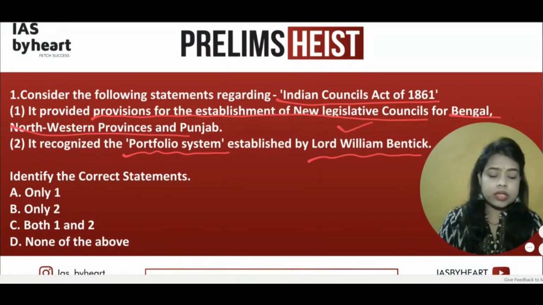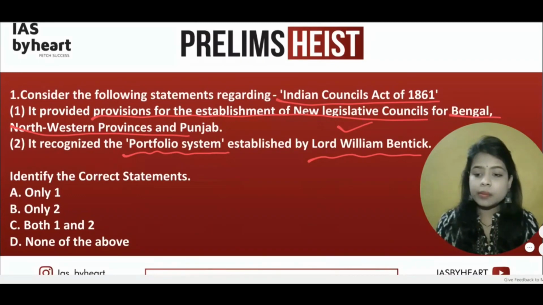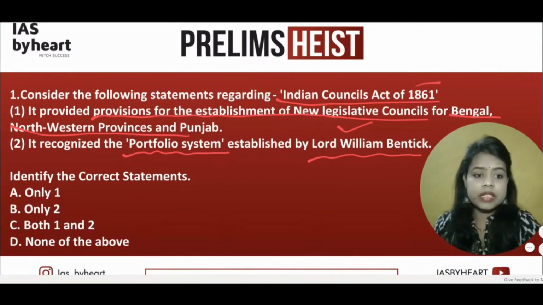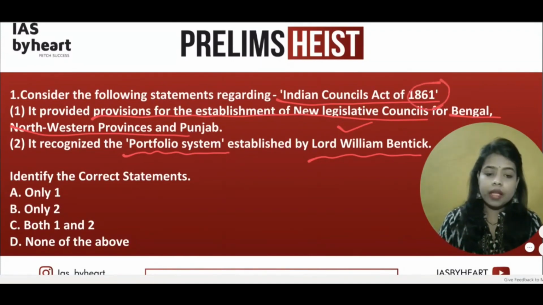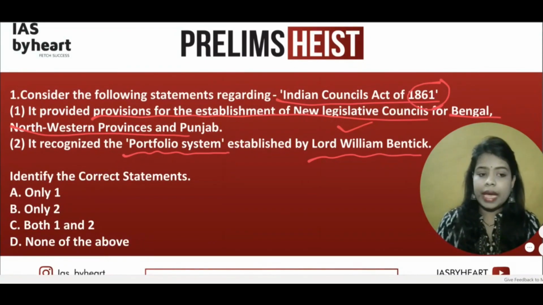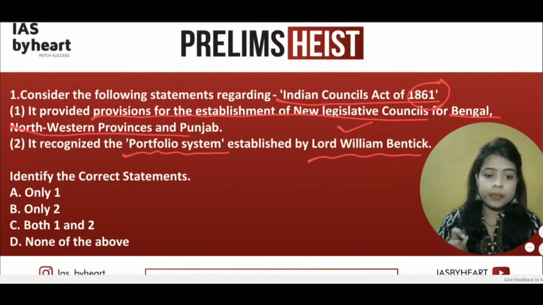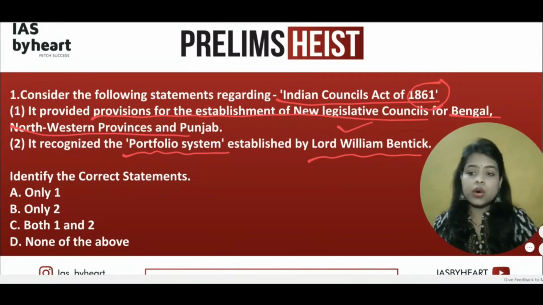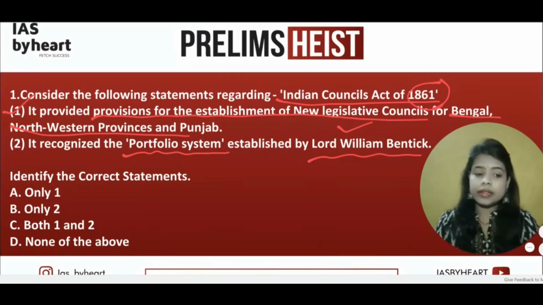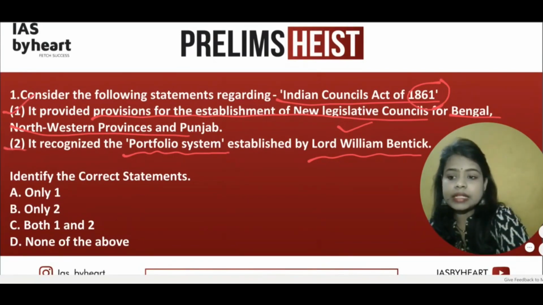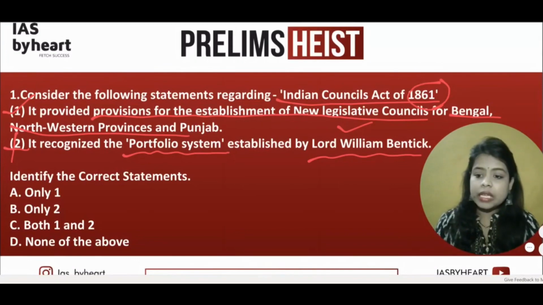So portfolio system is not introduced by Lord William Bentinck, but it is introduced by whom? Lord Canning, because the year itself here is very clear, 1861. And we know that after 1858, the next act is the Indian Councils Act. So Lord Canning is there from there, but not Lord William Bentinck, who was just before it. So here you are sure about the first statement if you have read the act, and then you know that the second statement is wrong. So the answer will be A.